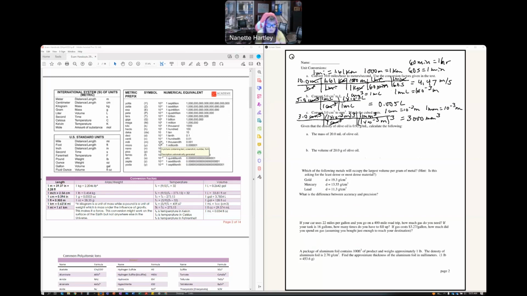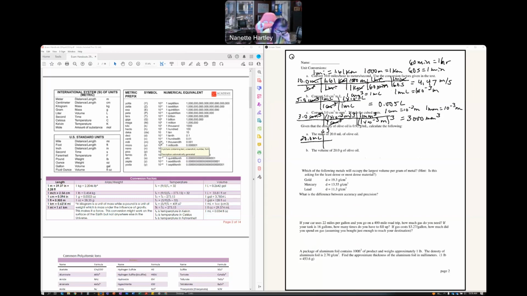Given that the density of olive oil is 0.92 grams per milliliter, calculate the following. The mass of 20 milliliters of olive oil and the volume of 20 grams of olive oil. Okay, I always start with what they give. So they've given me 20 milliliters. And I want to get out of milliliters and into mass, which is grams.